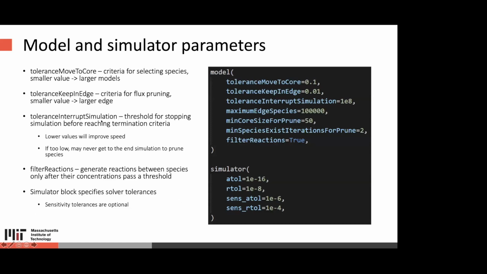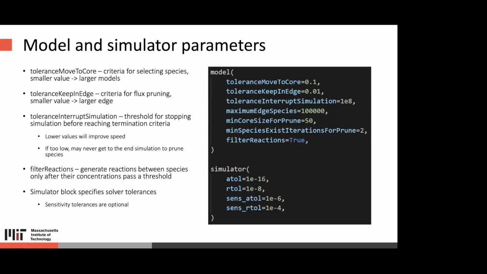And then we will go to the model and simulator parameters sections. So these are really important tolerances that you usually will tune. The tolerance move to core is the criteria for selecting the species. So the smaller the value, you will get a larger core model. And the tolerance keeping in edge is the criteria for flux pruning.